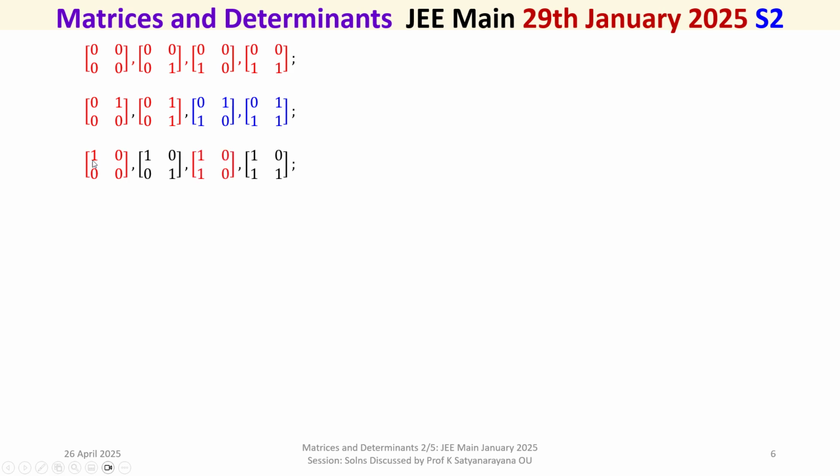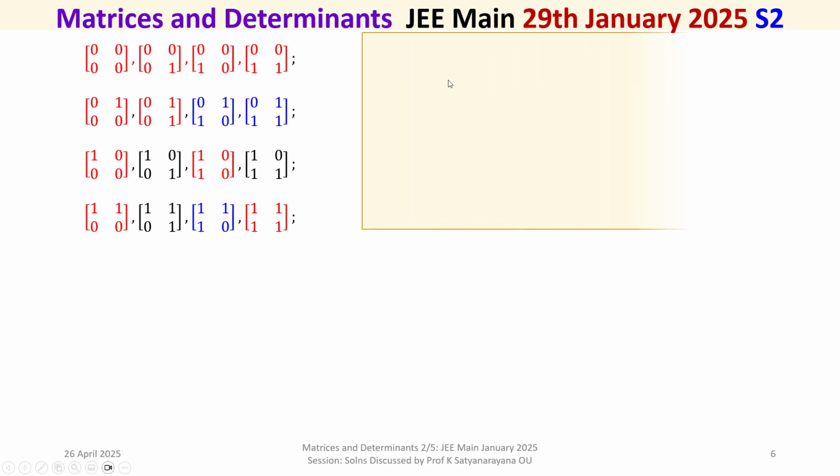Here the first row is 1, 0. And the black ones will tell you the determinant is 1. Lastly, first row is 1, 1. And this is the case. That is, with the determinant 0, 2 are there. With the determinant 1, 1 is there. Determinant minus 1, 1 matrix is there.